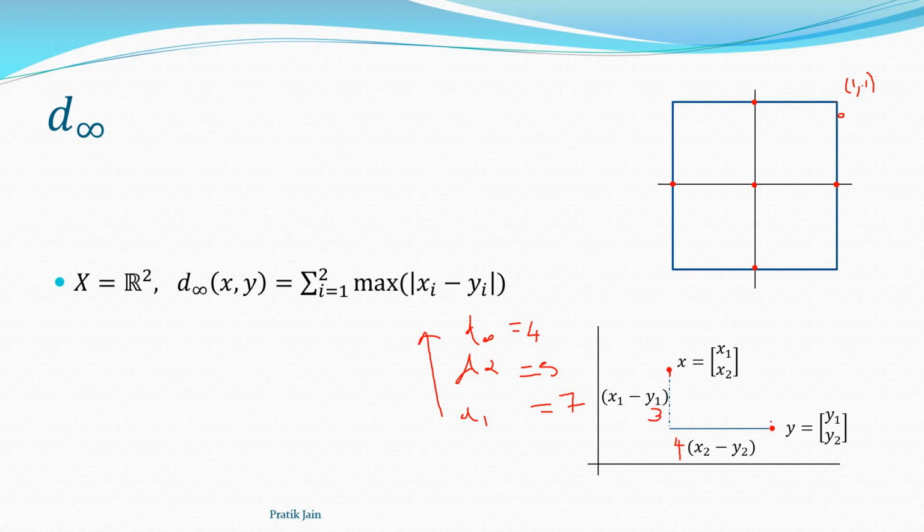For d2 it is the shortest distance between the two, and for d infinity you have to see which is maximum and you just travel that much, right? So for d infinity it is just this distance, right? So that is how d infinity works. So these are some examples of the distances that you can use as a metric space.